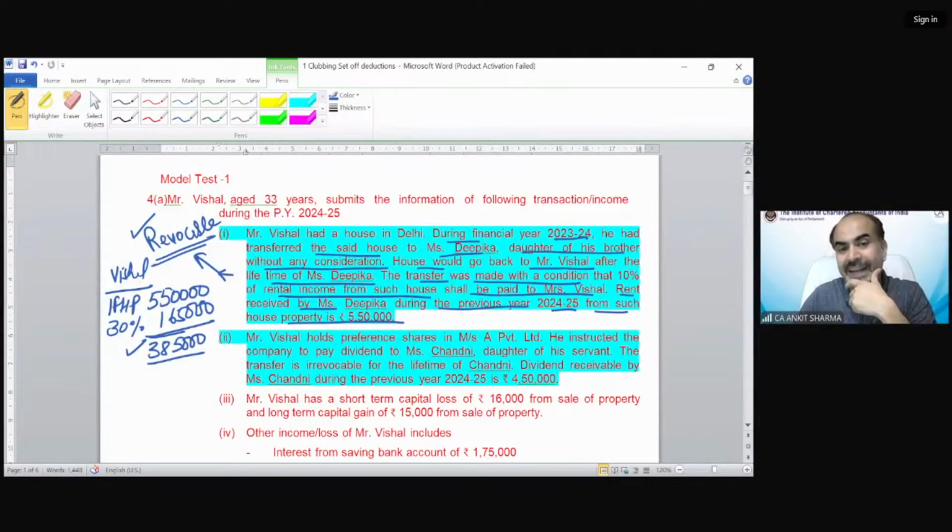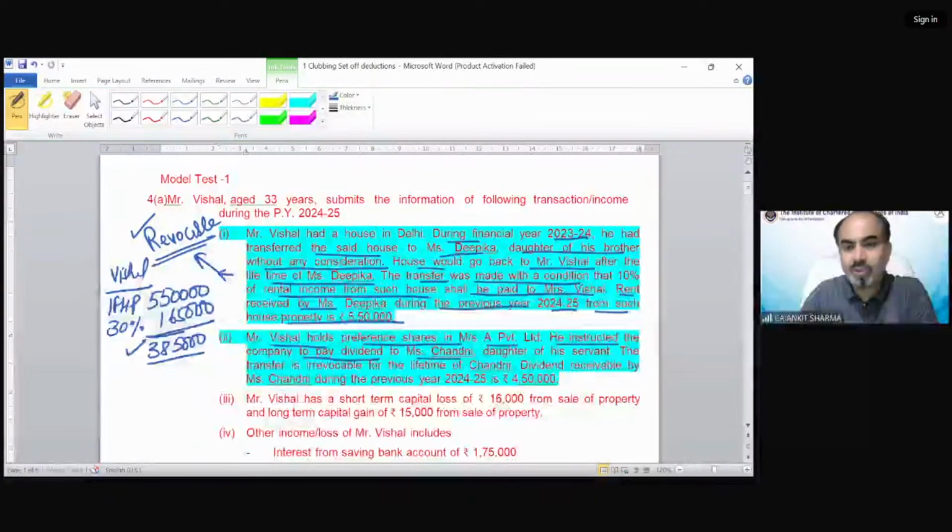Now point number two. Now this is very interesting. Please read it carefully. I am going to ask this question and you have to answer with a specific reason, in short. Mr. Vishal holds preference shares in Messrs. A Private Limited. He instructed the company to pay dividend to Chandni, daughter of his servant.